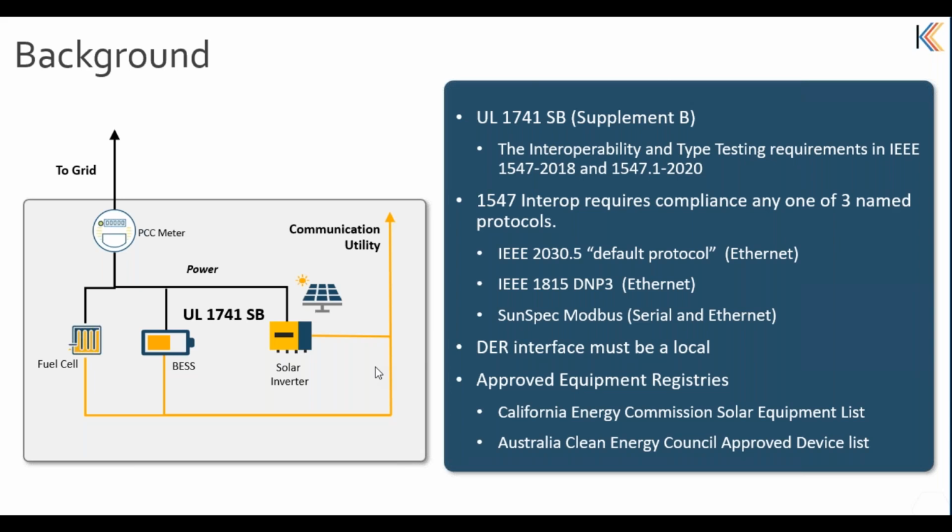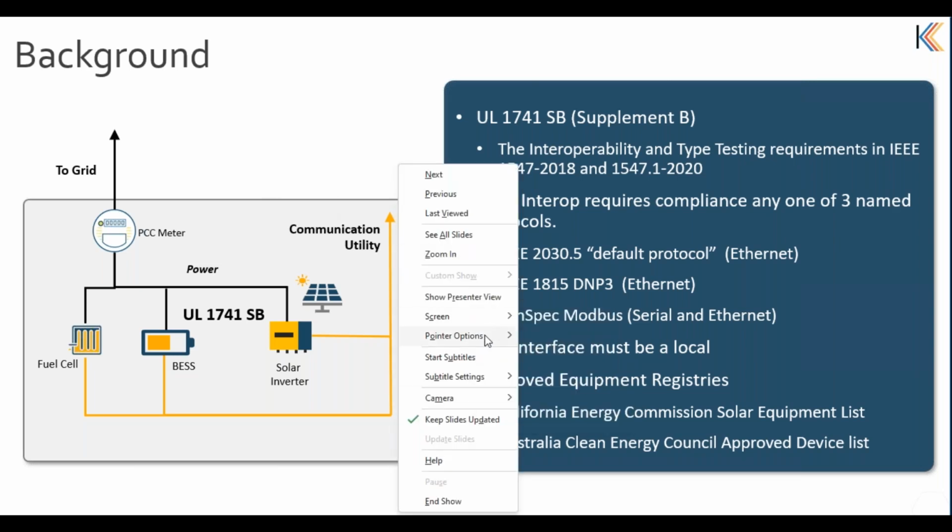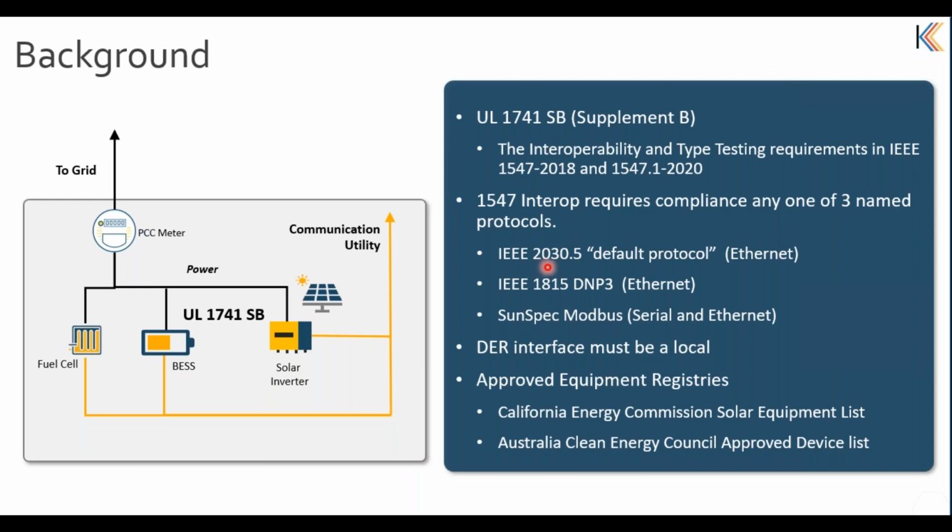So 1547 interoperability requires compliance using any of these protocols, which you can see over here. That is IEEE 2030.5, the default protocol selected for communication, and it also allows communication over IEEE 1815, that is the DNP3 standard, or SunSpec Modbus, which can be over serial or over Ethernet. The standard also specifies that the communication has to be locally compliant. It should not be connected from an external cloud system or external data collection system.